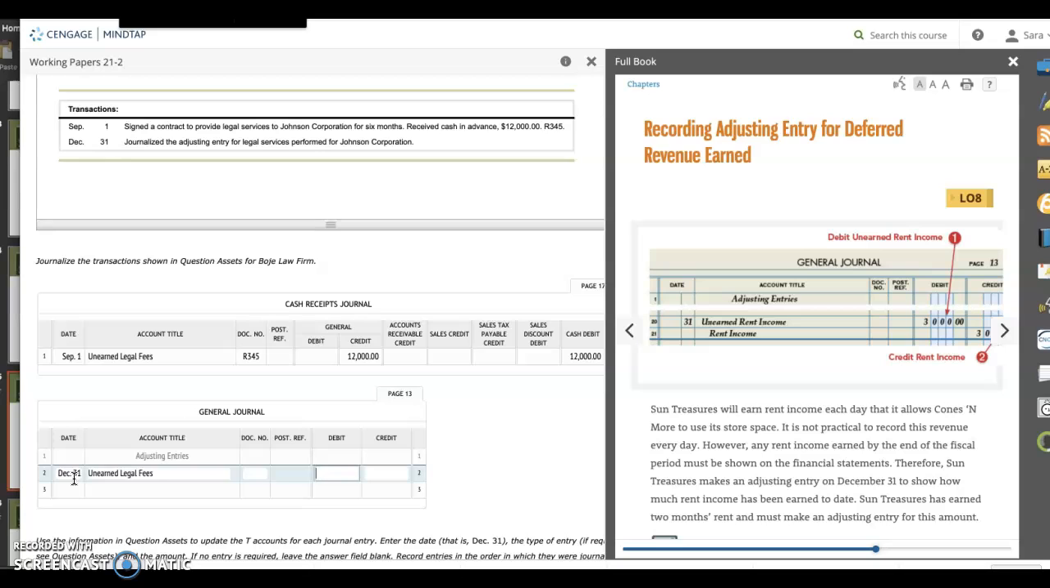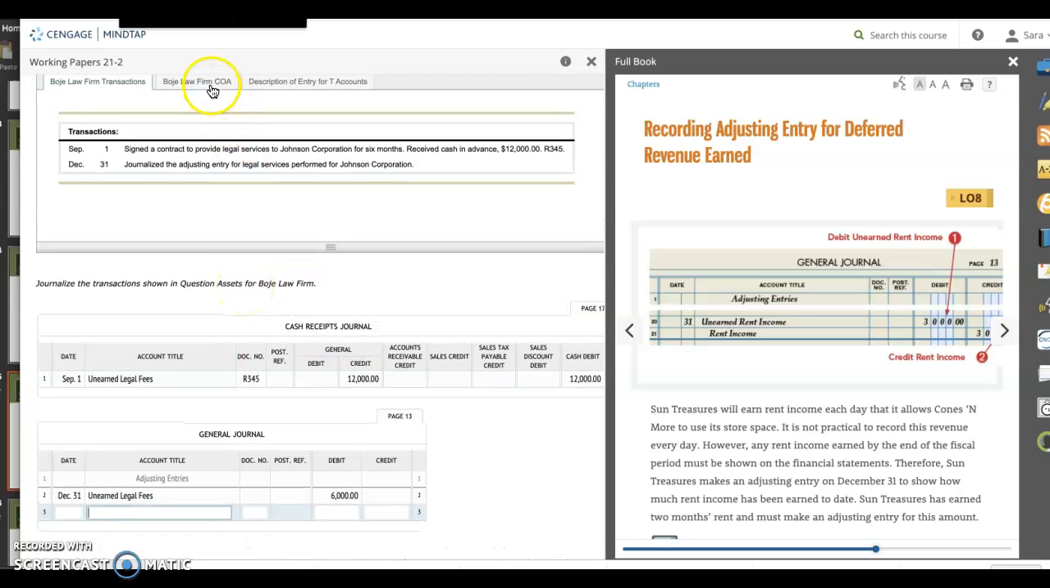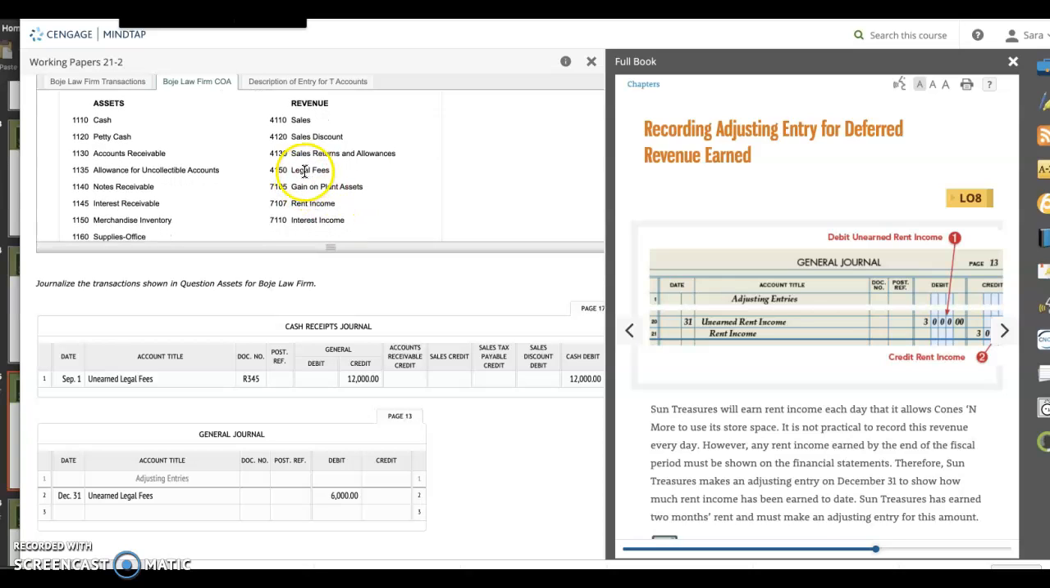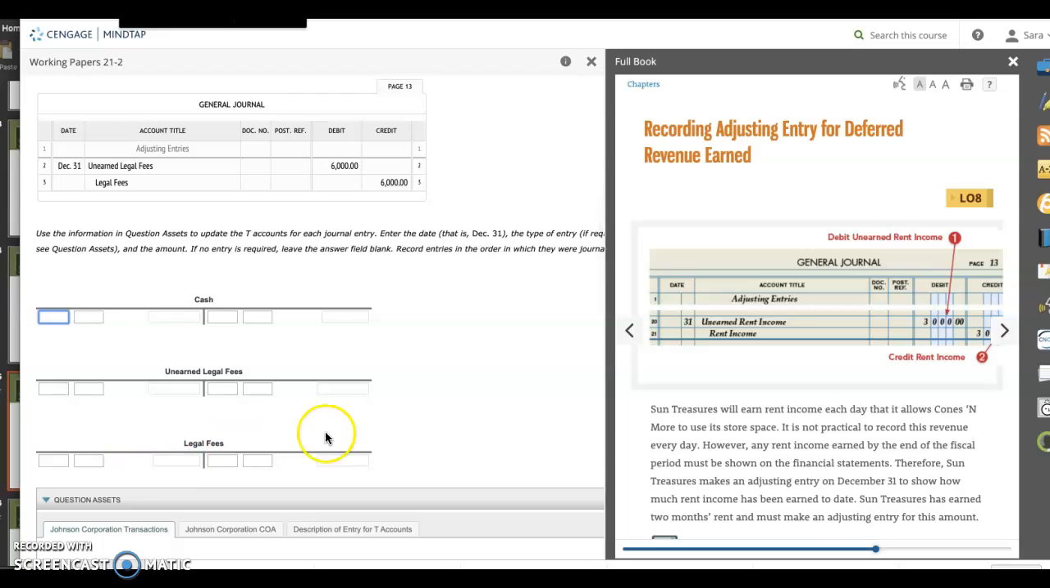So our debit, if we take the 12,000 divided by 6, would get us 2,000, and then for how many months? So 2,000 times 3 months would be $6,000. Our second account will be legal fees, and so 6,000 in the credit.